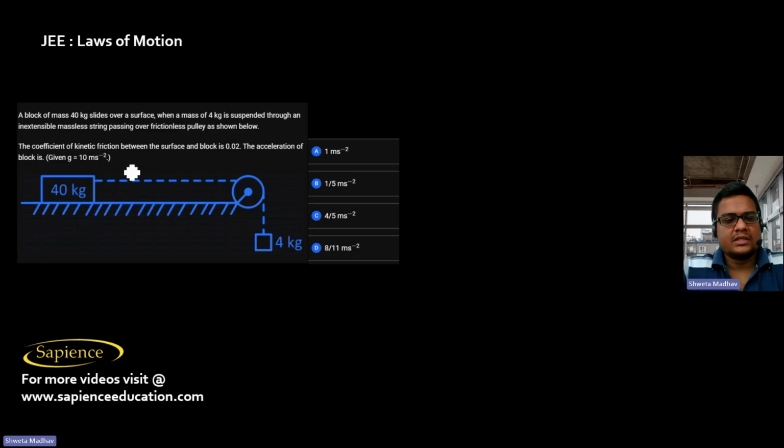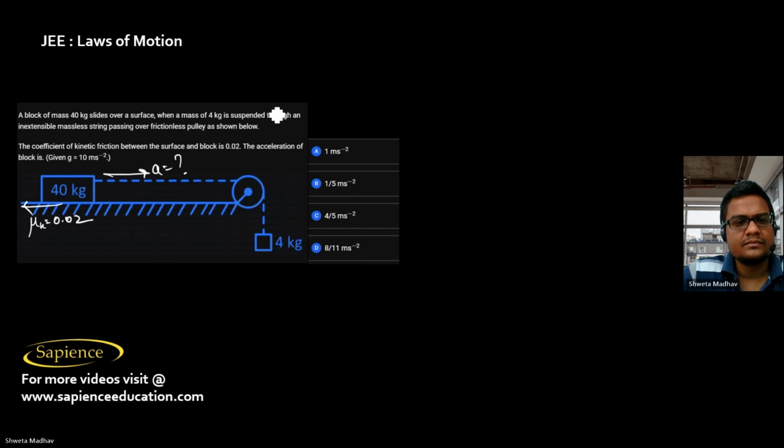A block of mass 40 kg slides over the surface when a mass of 4 kg is suspended through an inextensible massless string passing over a frictionless pulley as shown below. The coefficient of kinetic friction between the surface and the block is 0.02. The acceleration of the block is given by... the acceleration we have to find out.